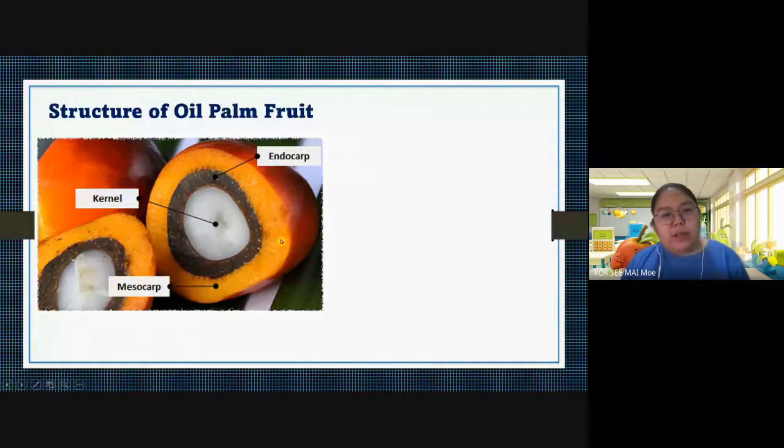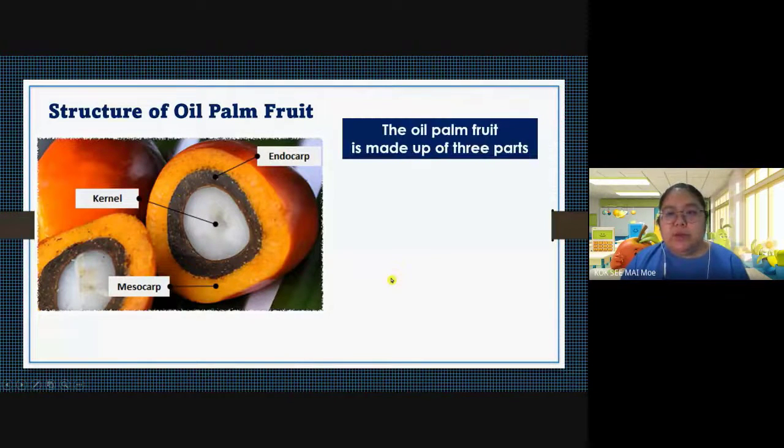First part is the orange color part. This one we call mesocarp. After that we have another part, a black color at the center. That one we call endocarp. Endo means inside, meso means outside. So one is a mesocarp, another one is an endocarp, and in the center you see there's a white color. That one is called kernel. Now we're going to see the explanations.